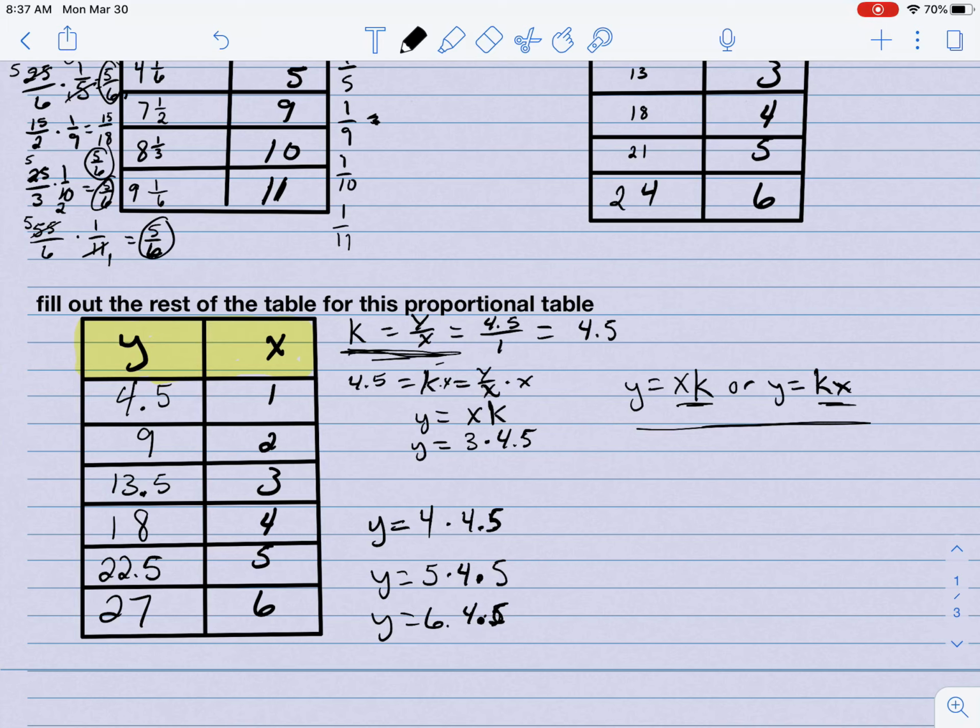All right, so the big takeaway with determining if tables are proportional, when you divide each y by its corresponding x, you should get the same value. If you do, it's proportional, and that value is your k. If you get one that is not the same, then you can note right then that it is not proportional.